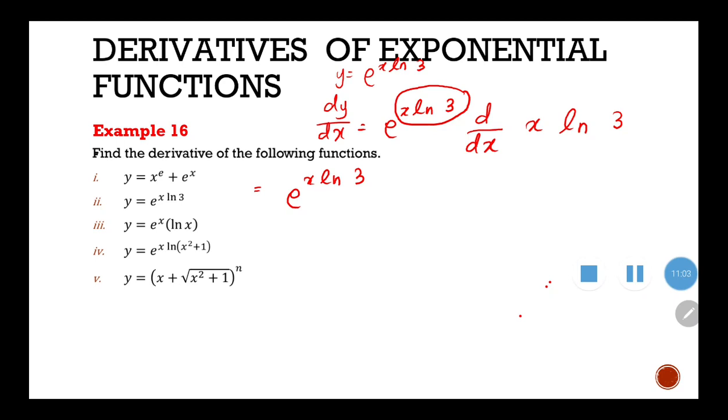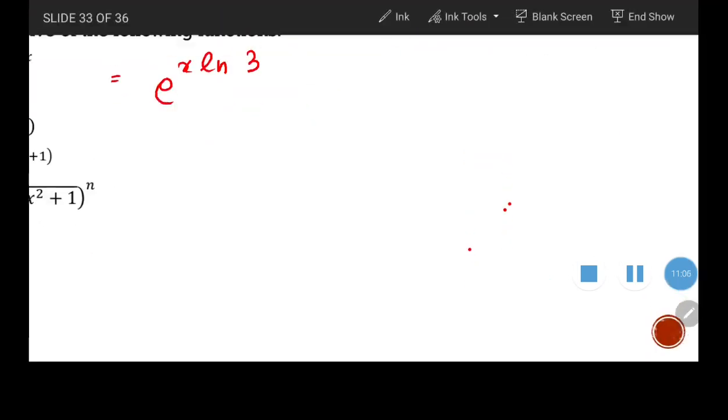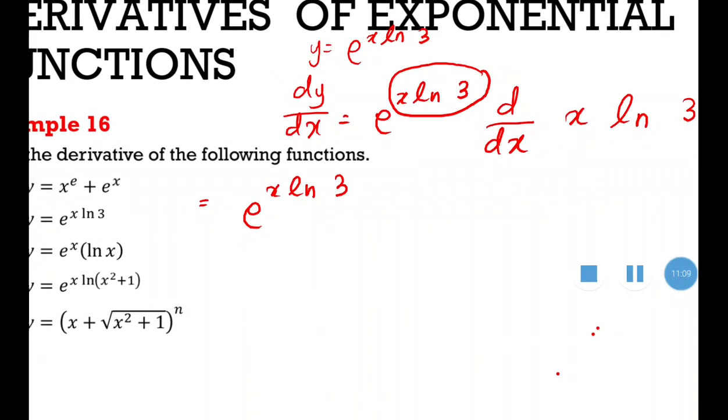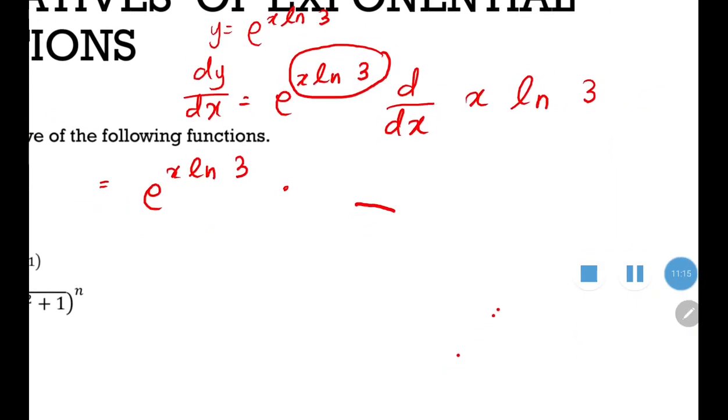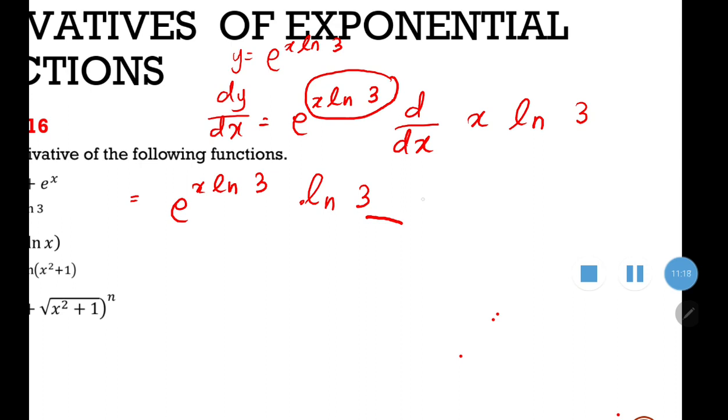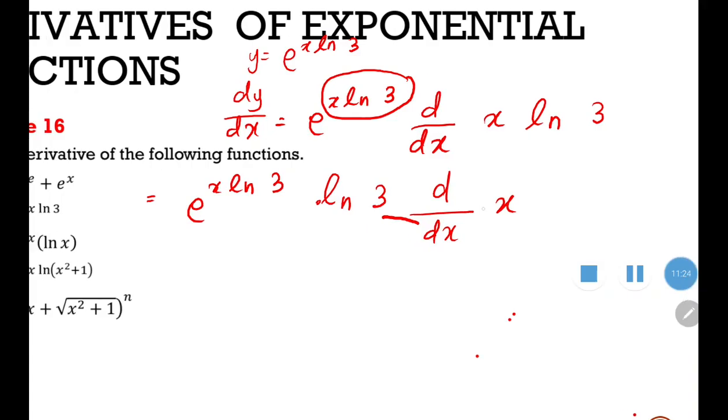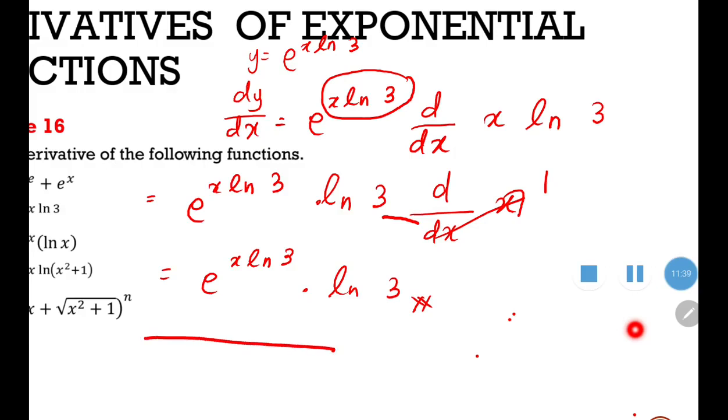Remember when we are solving the ln function, ln 3 can be brought outside, so now we just have to derive x. So deriving x, we get 1. Final answer is e to the power of x ln 3 times ln 3. So this is the final answer for question 2. Okay?